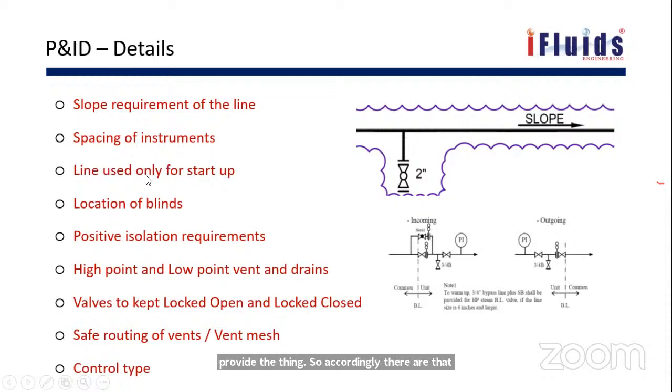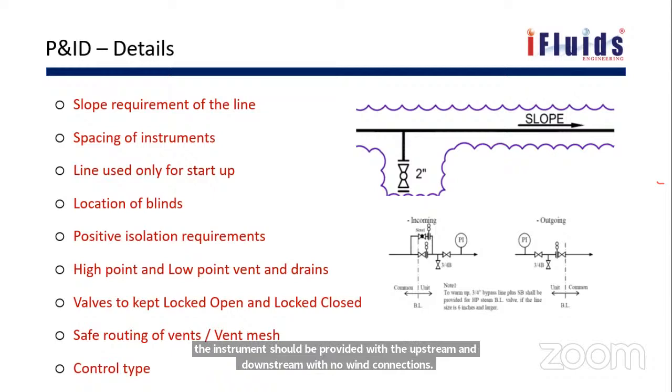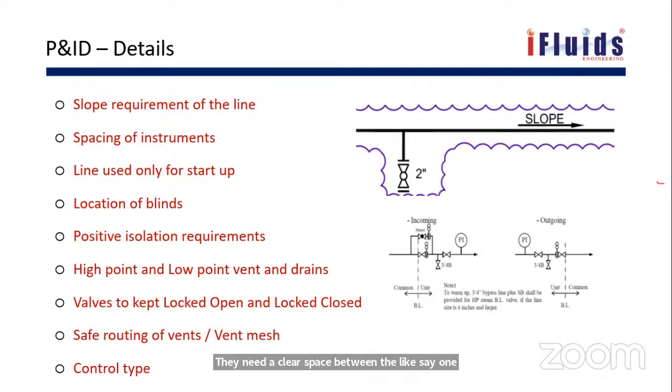And spacing of instrument. Say if you are going for a flow instrument, the instrument engineer will say that the instrument should be provided with upstream and downstream with no bend connections. They need a clear space, like say 1 meter before the instrument and 2 meters after the instrument. They will tell there should not be any obstruction. That line should be straight. So those things will be provided by the vendor and then captured in the PNID so that the piping engineer will design their routing accordingly.